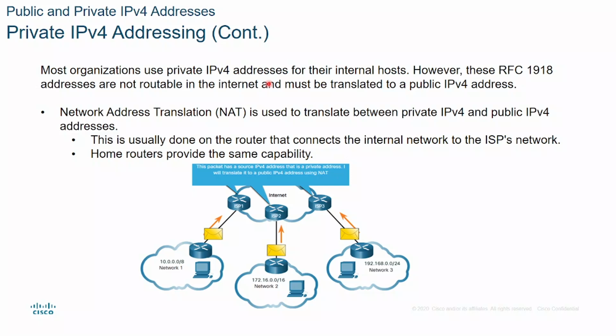All right, so now, still more on private IPv4 addressing. Most organizations use private IPv4 addresses for their internal hosts. However, RFC 1918 addresses are not routable on the internet and must be translated to a public IPv4 address. Network address translation, which is NAT, is used to translate between private and public IPv4 addresses. It is usually done on the router that connects the internal network to the internet service provider's network. Home routers provide the same capability.